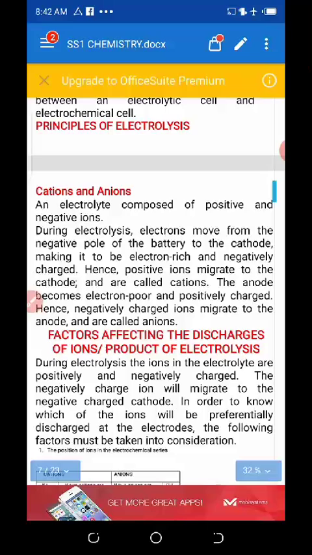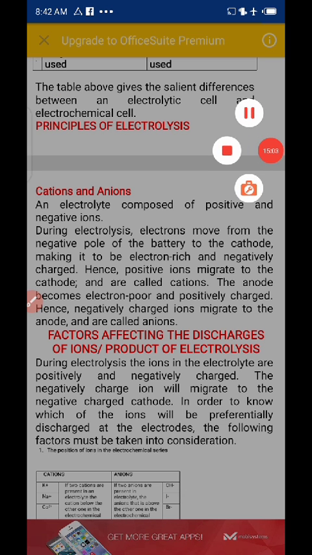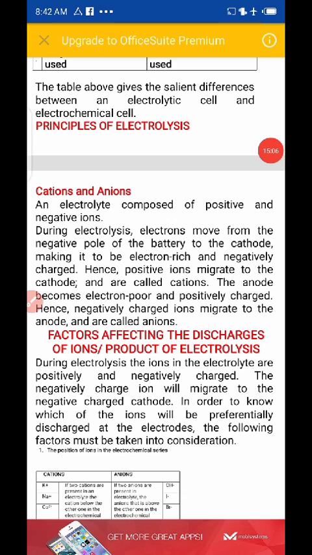Cations and anions. What are the principles of electrolysis? An electrolyte is composed of positive and negative ions. I told you that whenever an electrolyte is broken down or dissociates, it dissociates into its component ions, and we have positive and negative ions coming together to form the compound. So during electrolysis, electrons move from the negative pole of the battery to the cathode, making it electron rich and negatively charged. Hence, positive ions migrate to the cathode and are called cations.